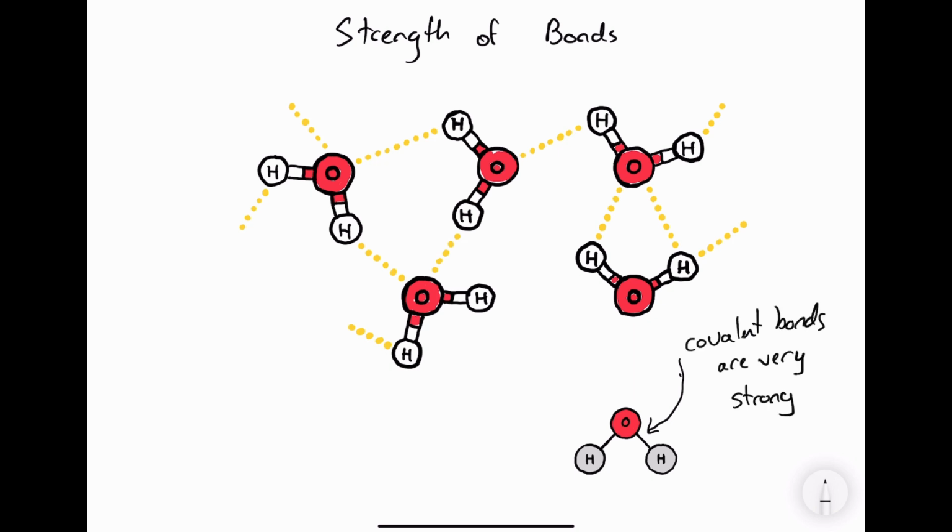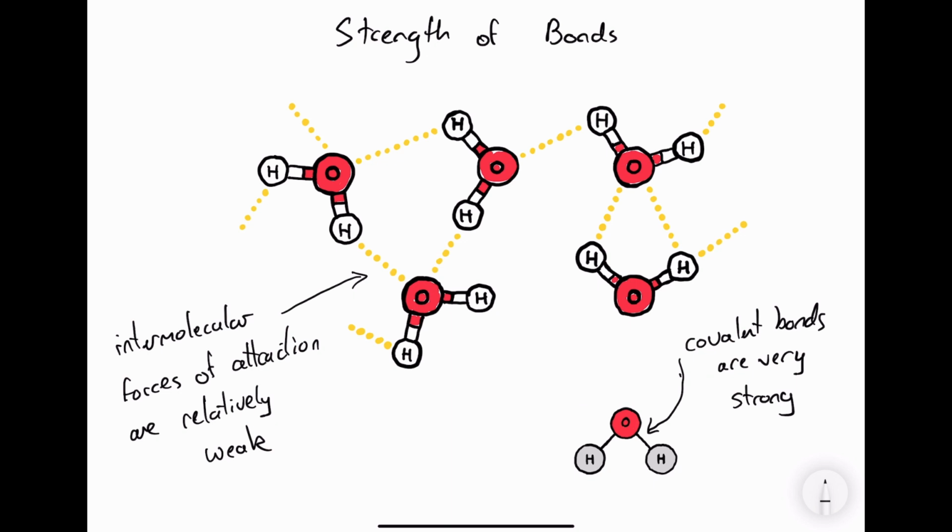A lot of energy would be needed to overcome these, whereas the intermolecular forces of attraction between water molecules are relatively weak. So they don't require as much energy to overcome as the covalent bonds do. This means that water, compared to an ionic compound like sodium chloride, has a relatively low melting and boiling point.